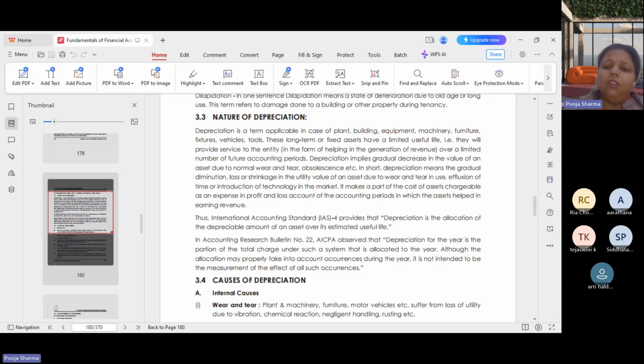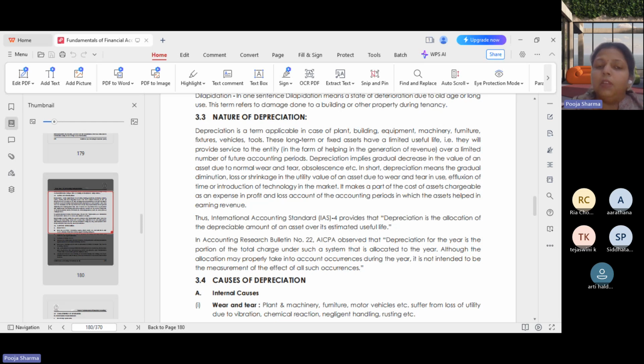Now, depreciation method. We have so many methods to compute depreciation. It may be annuity, sinking fund, revaluation, WDV, that is written down value method, or straight line method. One by one, we will discuss all the methods, and we'll do illustrations based on that.